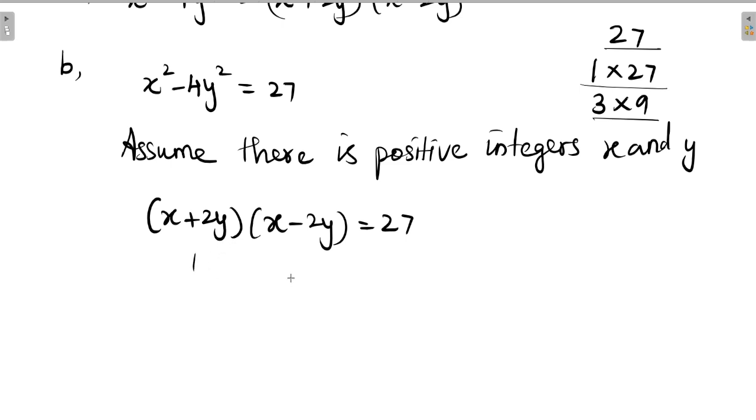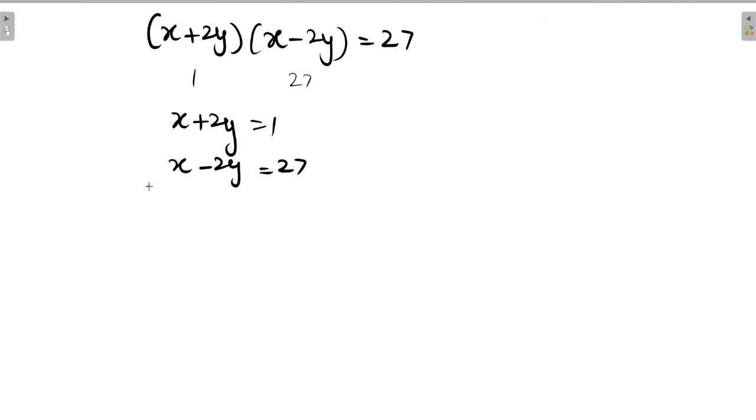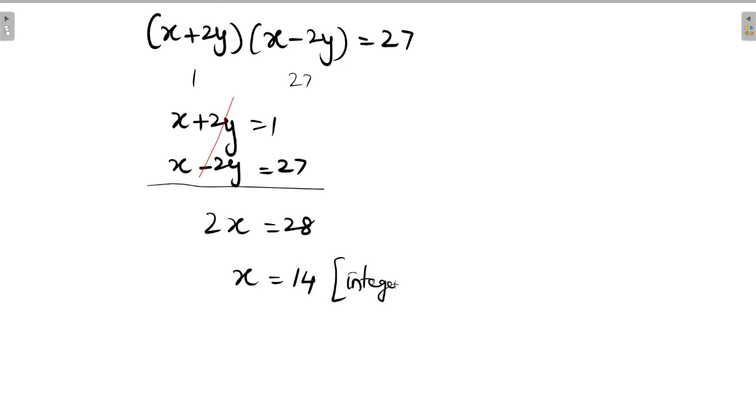Consider x plus 2y is 1 and x minus 2y is 27. So the product is 27. X plus 2y is 1, x minus 2y equal to 27. We can solve and find the value of x and y. By adding the two equations, this term will be eliminated. So 2x is equal to 28, x equal to 14, which is an integer.